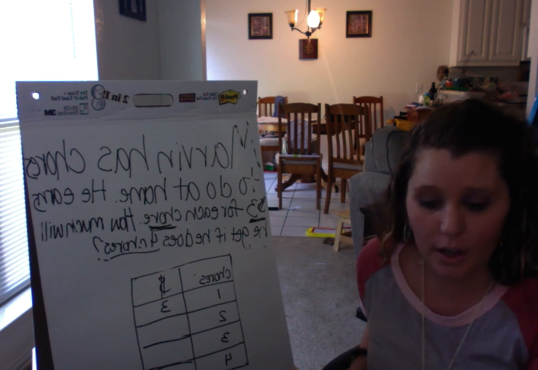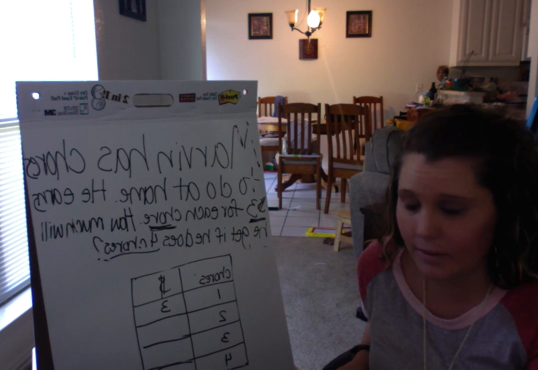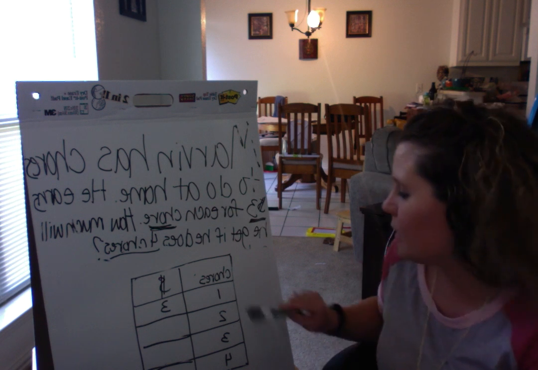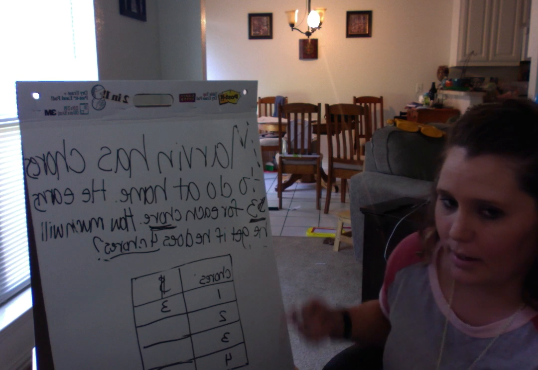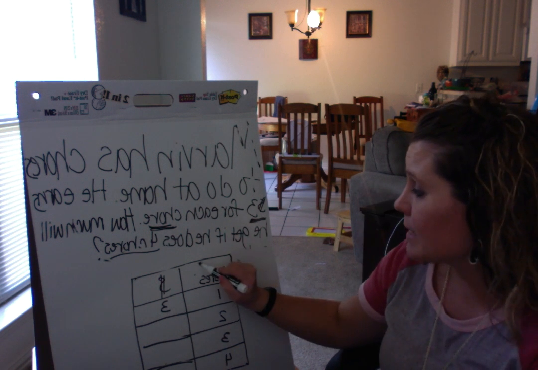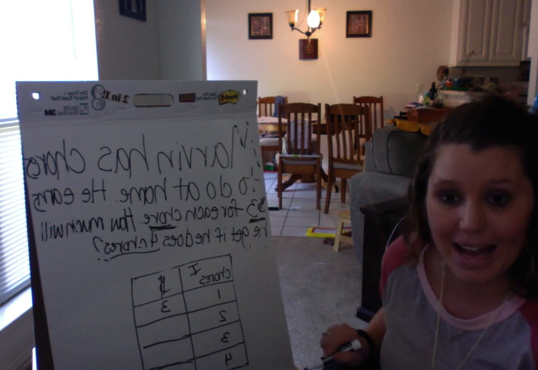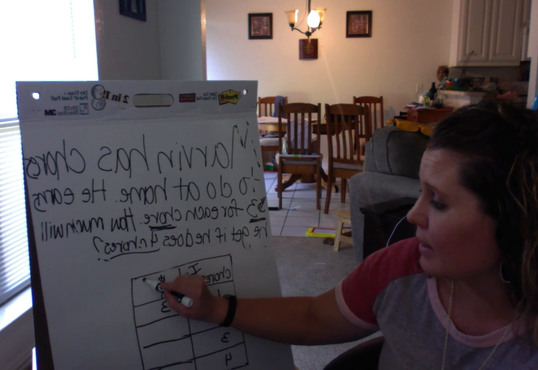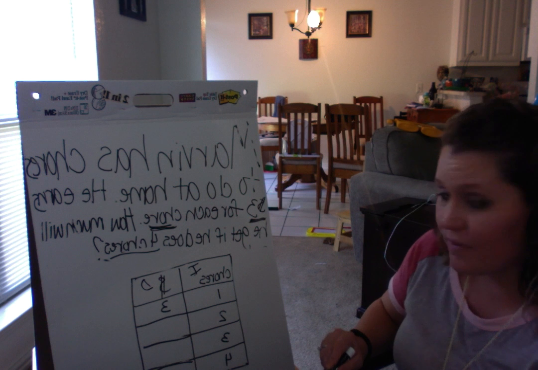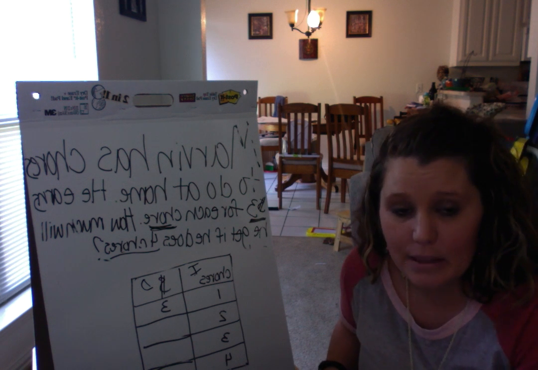Okay, so first of all, we need to find the independent and dependent variables. Which one would it be? Would chores be the independent, or would money be the independent? Chores, because it can stand alone. So we're going to write an I for chores. And dependent would be the money. Very good. So we've figured out our independent and dependent variables.